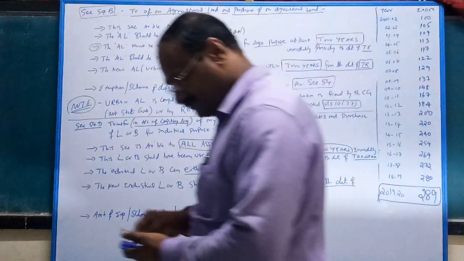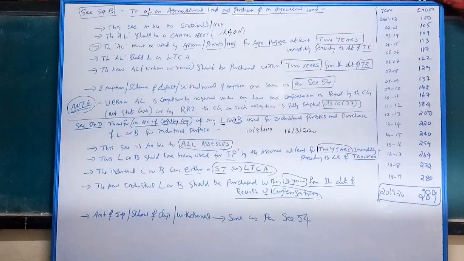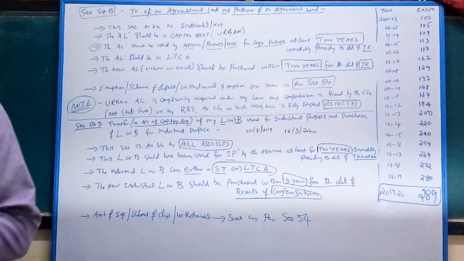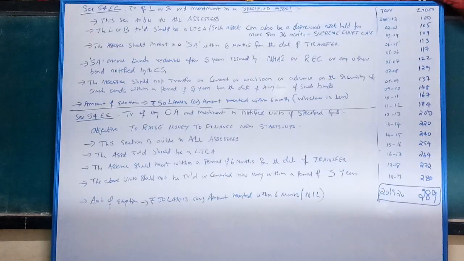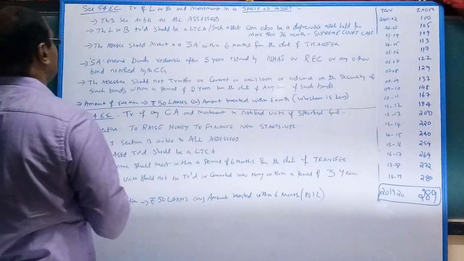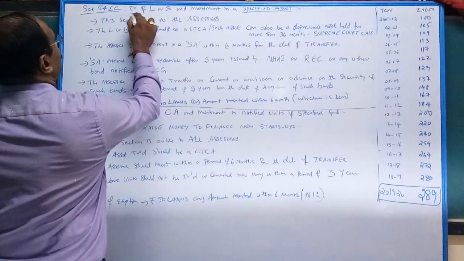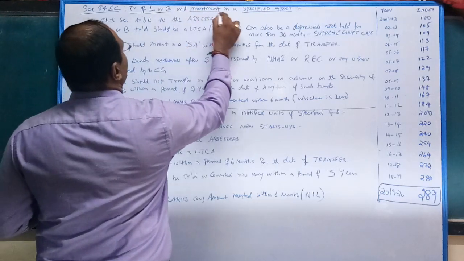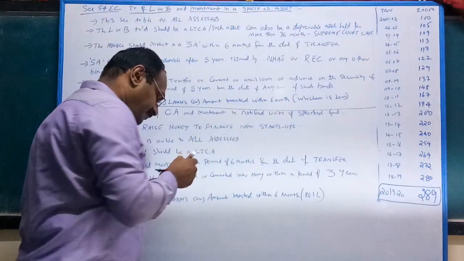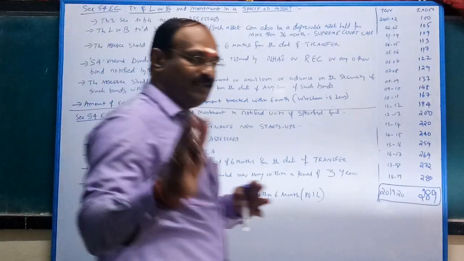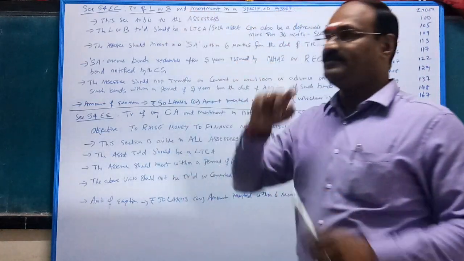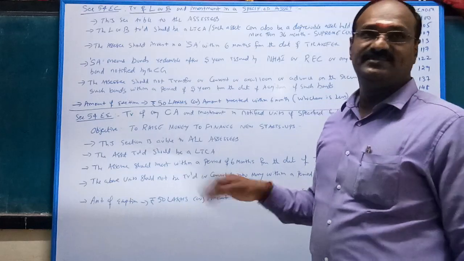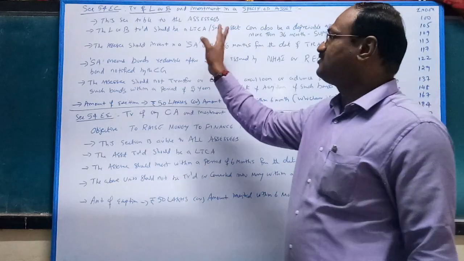Note it down. Pause. Next we are going to take up section 54EC and 54EE. Next, section 54EC. Then what is 54EC? Transfer of land or building and investment in a specified asset. This section is available to all assessee, which is similar to section 54D. So this section is also available to all assessee.